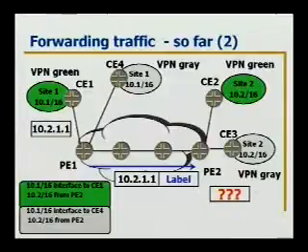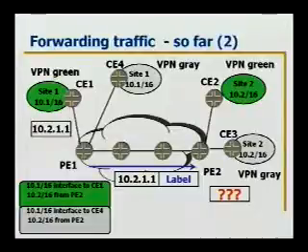And PE2, what does it do with it now? It has no idea. Does the traffic belong to VPN Green or to VPN Gray? The problem is that the traffic is not marked in any way. The traffic is not identified in any way as belonging to a particular VPN. In the routing plane, we had these communities that would identify which VPN the route advertisements belong to. In the forwarding plane, we don't have the equivalent.